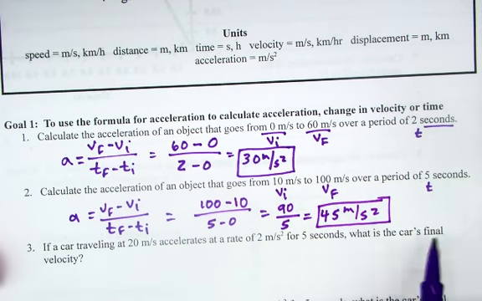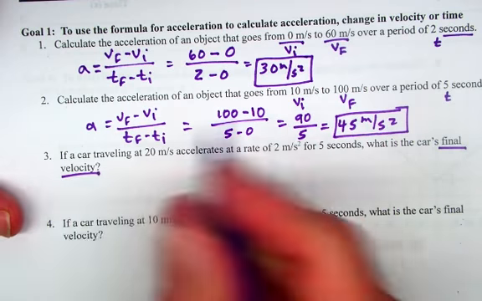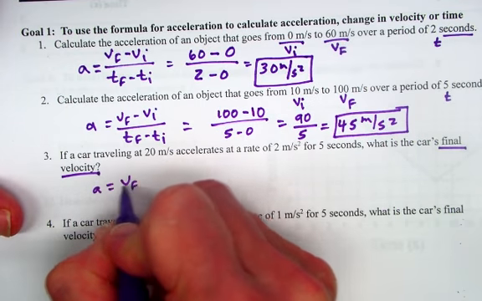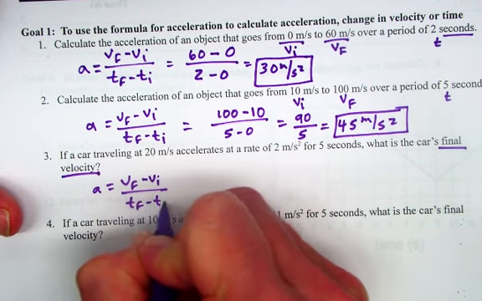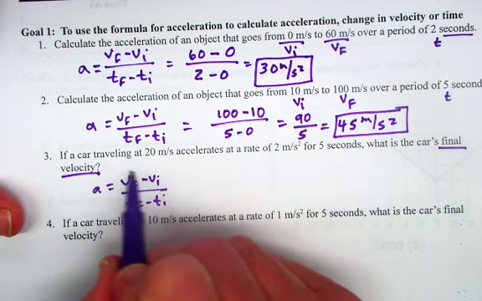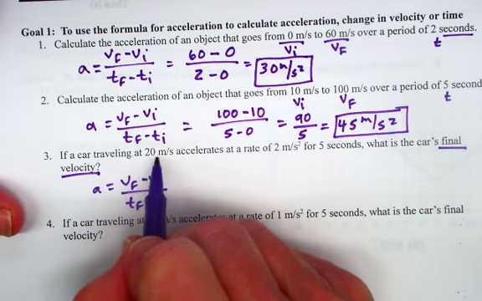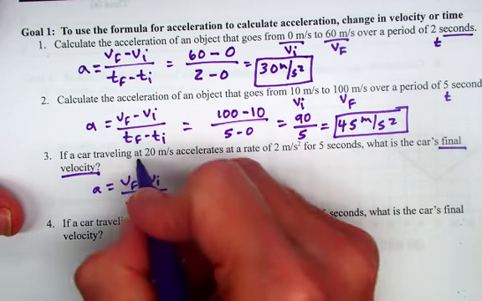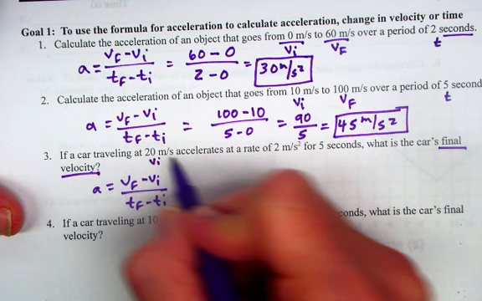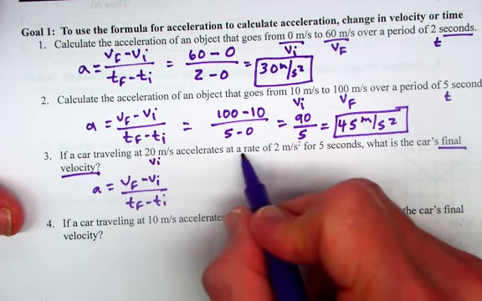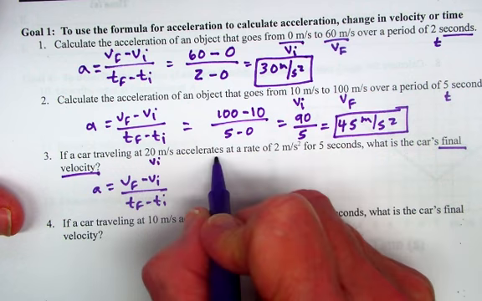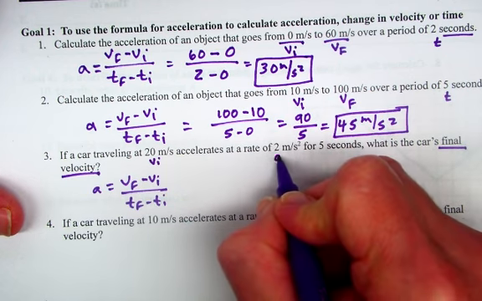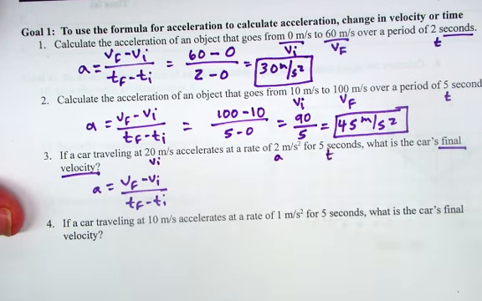The next one, they're looking for the car's final velocity. So this time you're going to need to use the equation, but VF is going to be our unknown. So we're going to figure out what everything is. If it's traveling at 20 meters per second, that's the starting speed. So that's going to get plugged in for VI. It accelerates at a rate of 2 meters per second squared. Those are units of acceleration. And the word clue, accelerates, tells us 2 is going to be our A. And then 5 seconds will be our time.